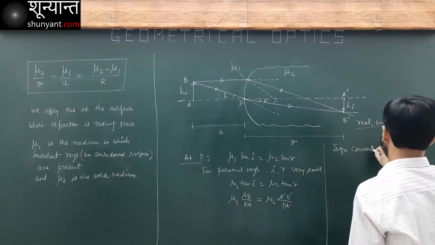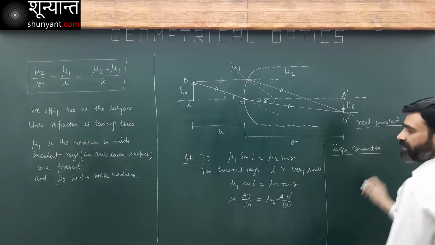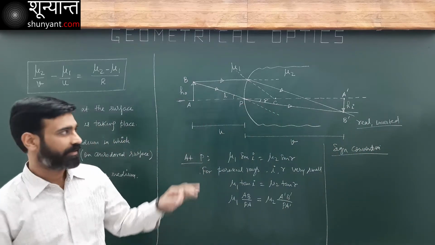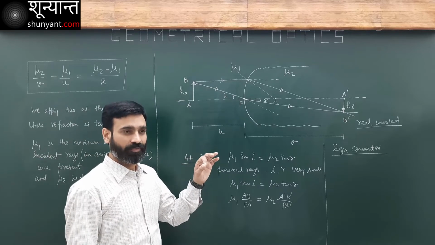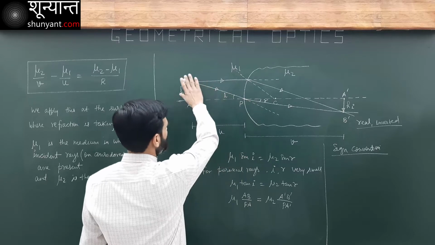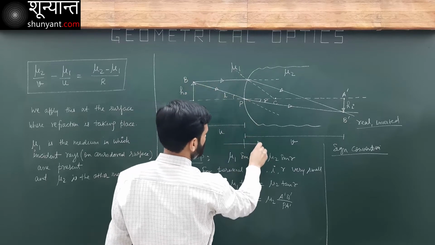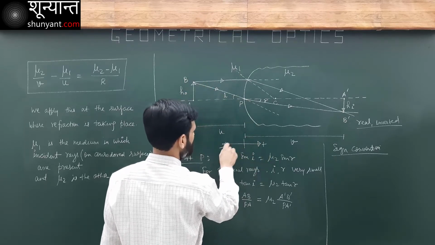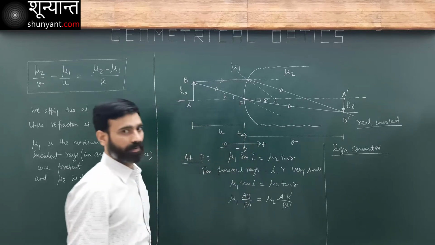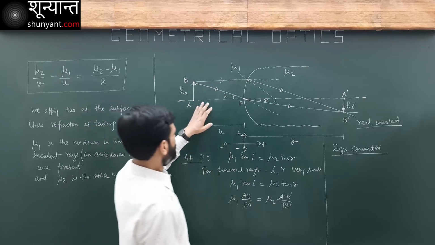Sign convention. When we did it for the first time, we said that we are going to use it everywhere. Whatever sign convention we have, we have it for everything. Light rays are going towards the right. This distance is going to be positive. This is going to be negative. Above the axis positive, below the axis negative. If I use this convention, then what will be u?